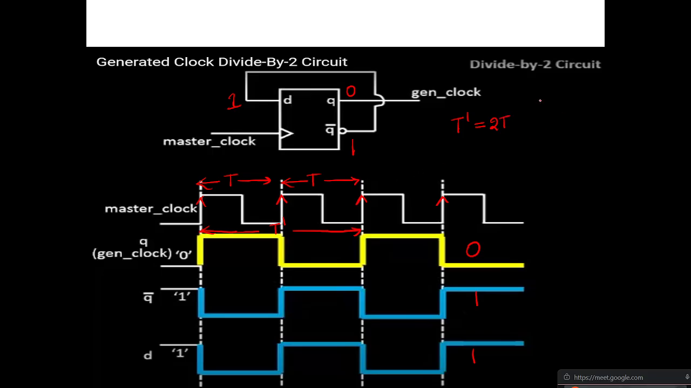You know the relationship between frequency and time period: 1 over T. So here I am writing 1 by F dash equals 2 by F. So from here, F dash is F by 2. So it is satisfying that it is a clock divided by 2 circuit.